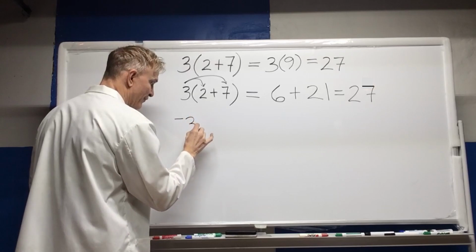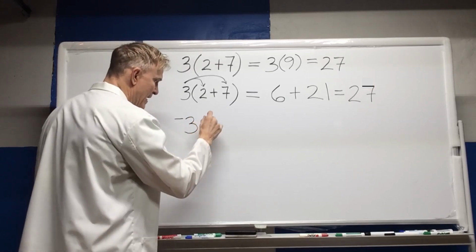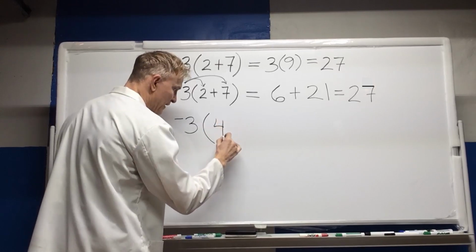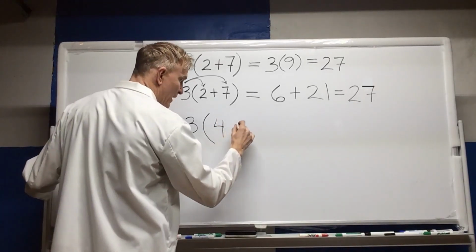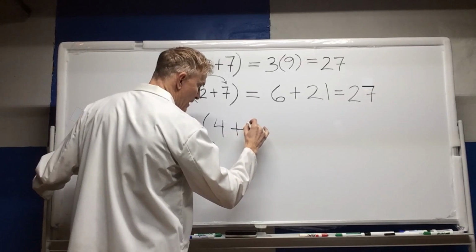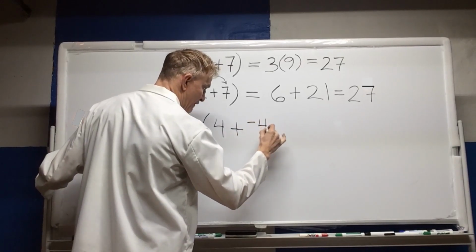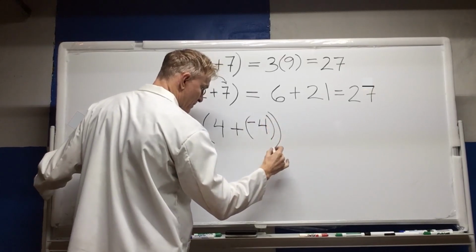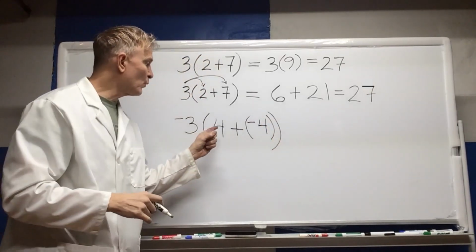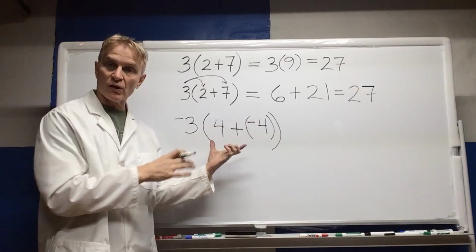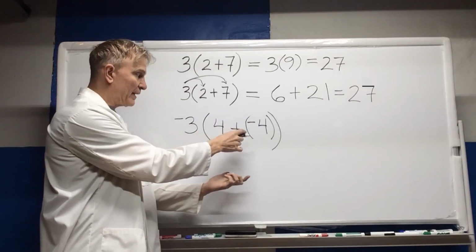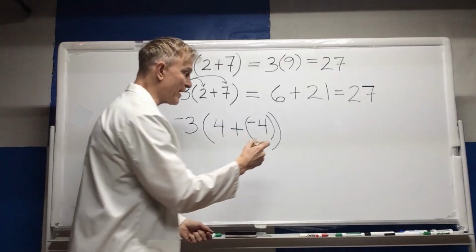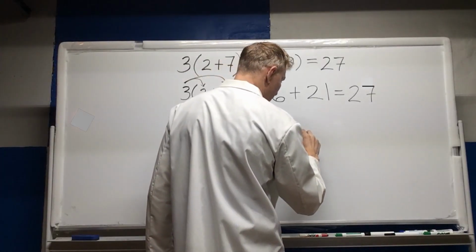So using that same idea, let's take a look at what it would be like to take a -3, and inside we're going to put a +4, but then we're going to add a -4. Well, we know that 4 plus -4 is 0, and -3 times 0, anything times 0, is going to equal 0.